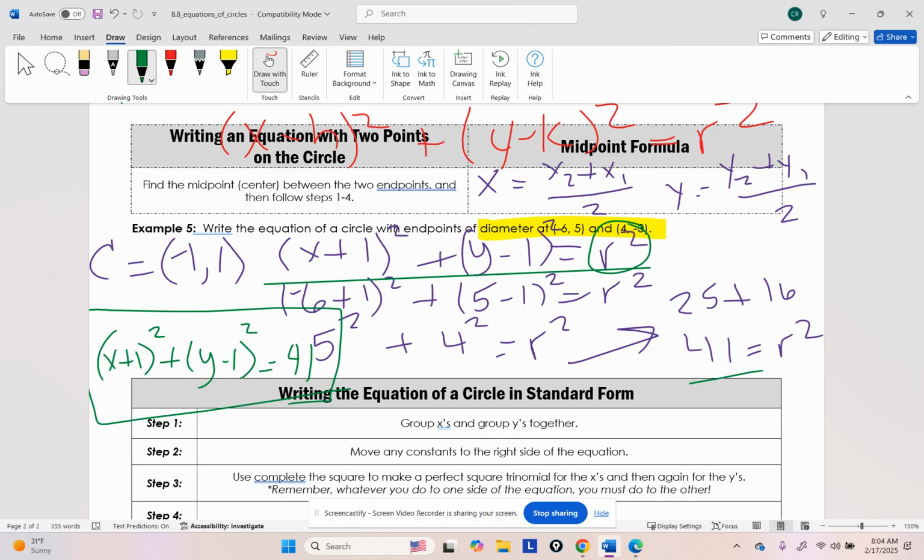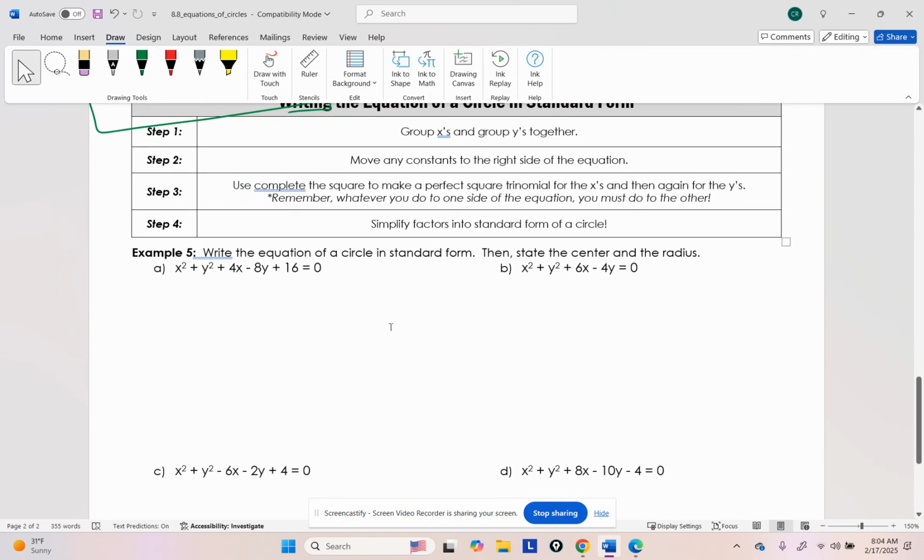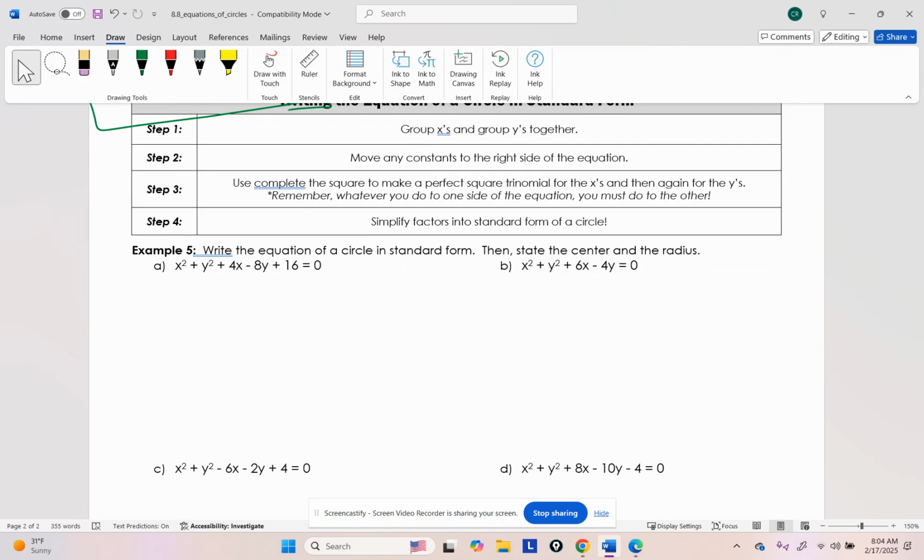Okay, so next, we already talked about how to write the equation in standard form, how to find it with certain set points. But now we want to talk about how to write the equation in standard form from the way it is here.